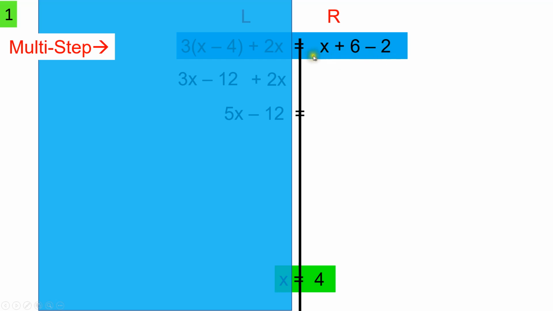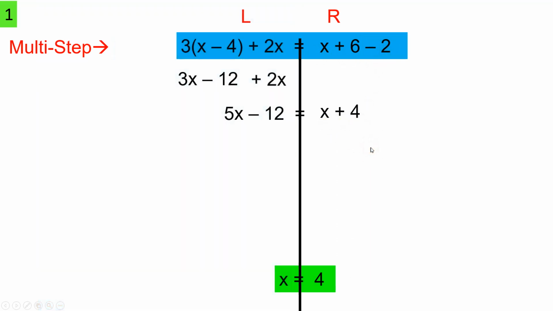Can I do anything here? Yeah, I can combine the two numbers, right? So 6 minus 2 is 4, so I'll bring down an x plus 4. All right, so now I have x on both sides. What do you do when you have x on both sides? Do you remember? Yeah, you get rid of the small one. The reason you get rid of the small one is so you don't end up with a negative x, right? So you get rid of a positive x.